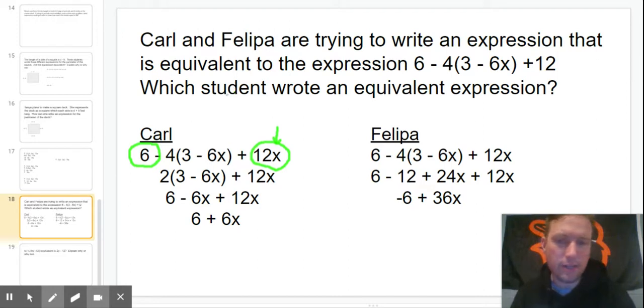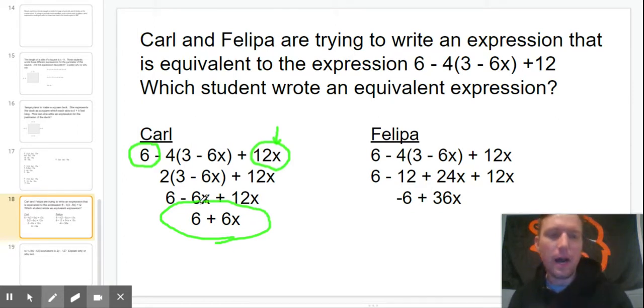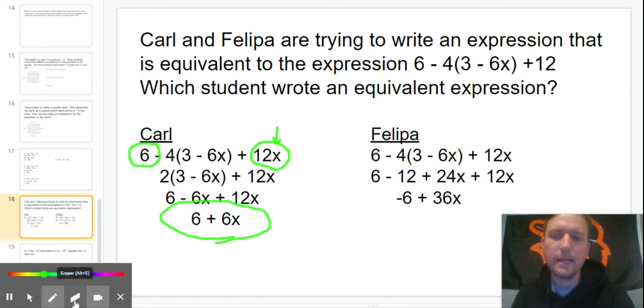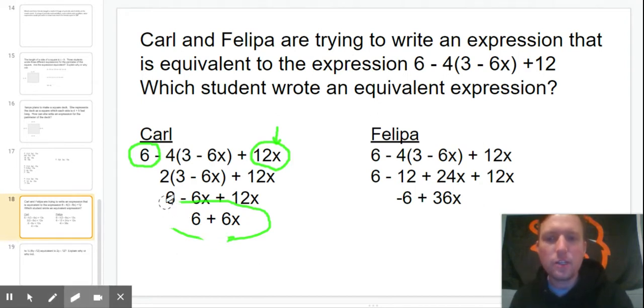Now, really what we're trying to do is follow the order of operations and different properties that we know to simplify these expressions so that we have something like this at the end, where we have a constant term and a variable term. They're separate, but we put all of the constant terms together and all of the variable terms together, and we have what's called a simplified expression. That's really what we're trying to do here.